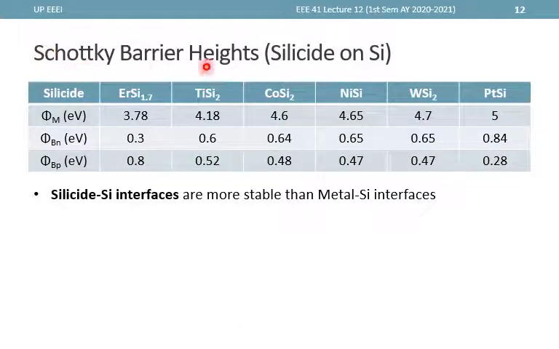Here we consider Schottky barrier heights for silicide on silicon or silicide-silicon interfaces. Silicides are compounds with silicon, just like oxides are compounds with oxygen. So here we list some common silicides where you can see that the material is composed of silicon with a metallic element. The silicide provides a transition between the metal and the semiconductor and reduces the amount of trapped charges at the interface. With this, the silicon-silicide interface is more stable or easier to control than metal semiconductor interfaces.